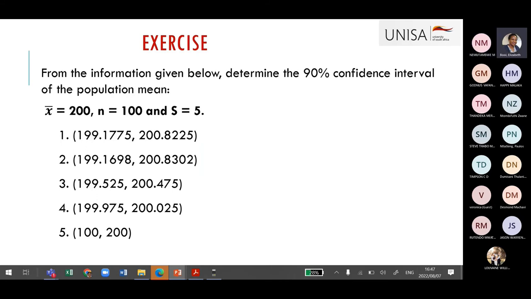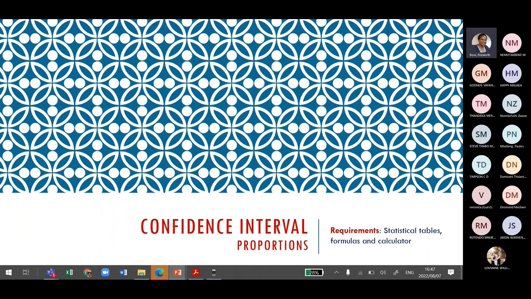Yeah. So this, you will do it on your own time, at your own pace. You can take a screenshot of it. We can come back to the recording. Now let's look at the confidence interval for the proportion.